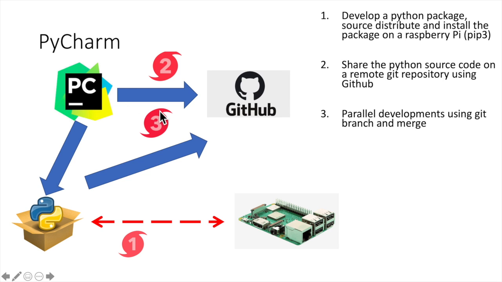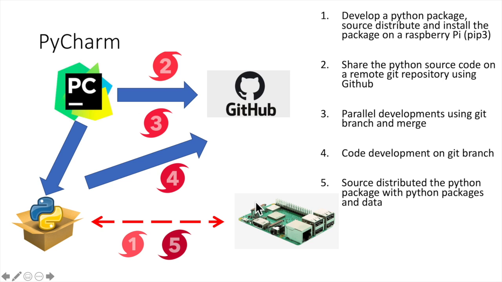and PyCharm. The third one is how we're going to do parallel development using Git branches and merge the branches together. The fourth video is going to concentrate on how we're going to use different types of Git branches to do the code development. The last video covers the case where we have additional Python package dependencies or data dependencies, and how we're going to do source distribution from PyCharm onto a Raspberry Pi.